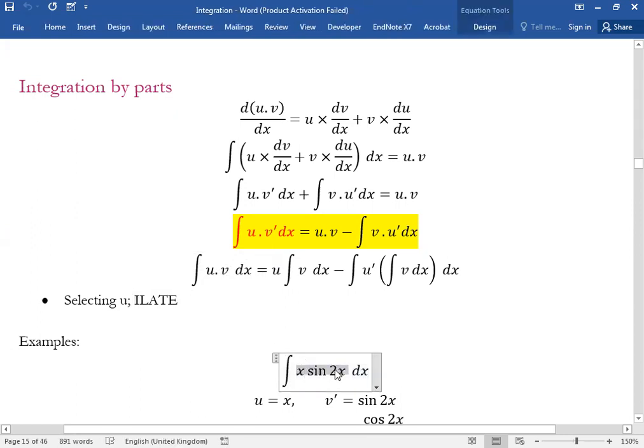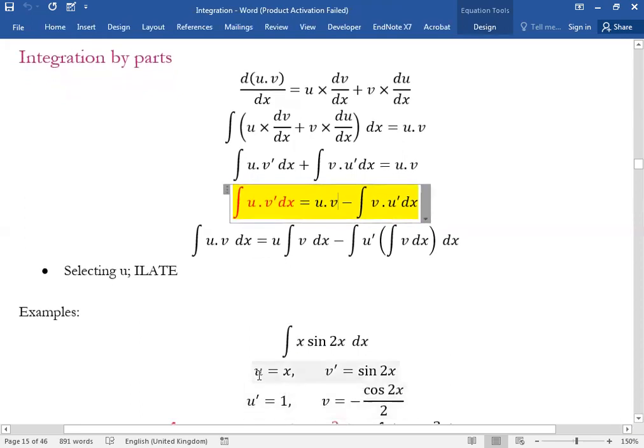If I give you x sin 2x, which one will we select as u? x. And v dash is your sin 2x. Before going on to use integration by parts, I urge everyone to make a proper data table so that you don't end up making an error. If u is x, I have to use u itself and its derivative. So if u is x, the derivative of u is 1. If v dash is sin 2x, v is negative cos 2x upon 2. We find this by integrating. Be very clear about it.